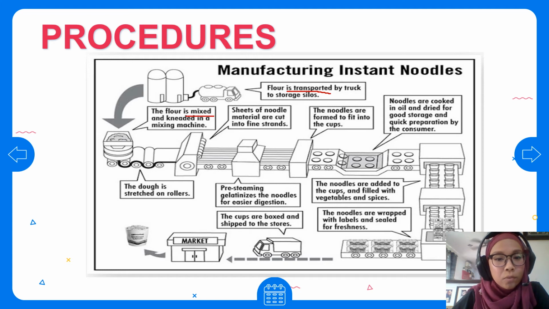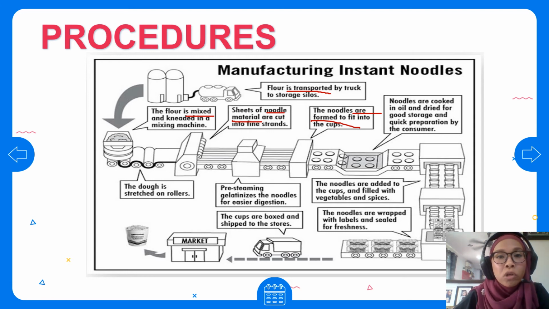So this one later on, try to identify what are the passive voice or passive phrases that you can see from the manufacturing instant noodle pictures. Can you see any sequence connector here? No, so it's quite confusing. It would be better if there is a sequence connector.